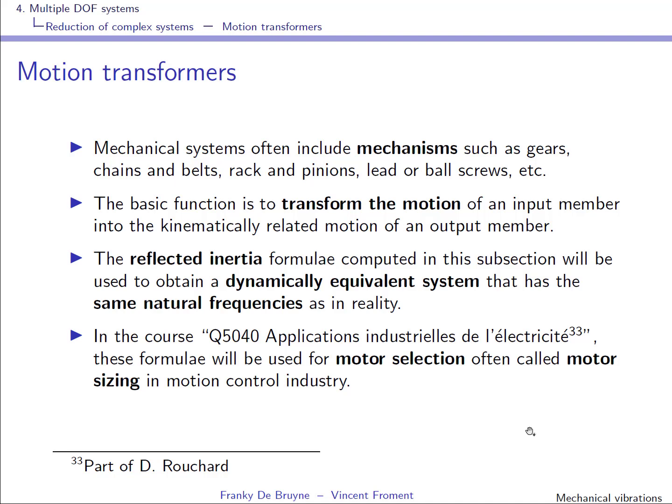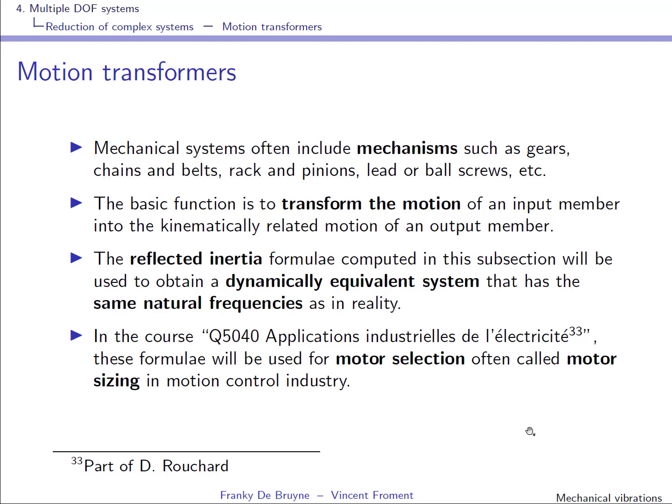You will see that in a lot of mechanical systems you'll find mechanisms such as gears, chains and belts, rack pinion systems, lead or ball screws. Okay, and the basic function of these mechanisms is to transform motion from an input member to an output member, and you will see that they will lead to reflected inertia formulas. And in this section and the next one, the idea will be to approximate a complex system by one that is simpler, but that has the same natural frequencies as in reality.